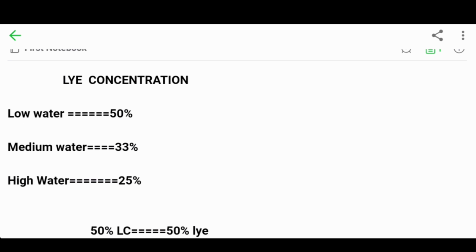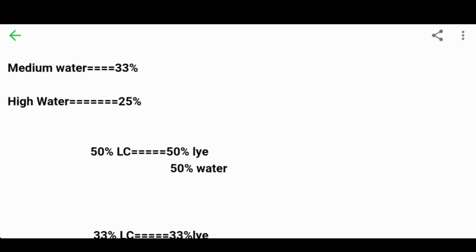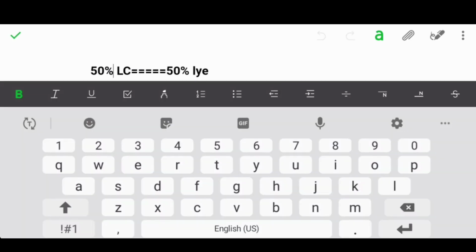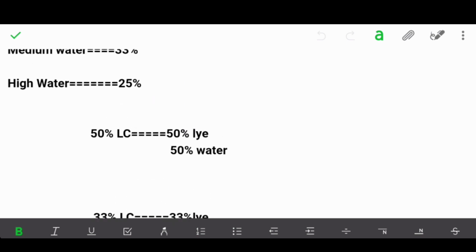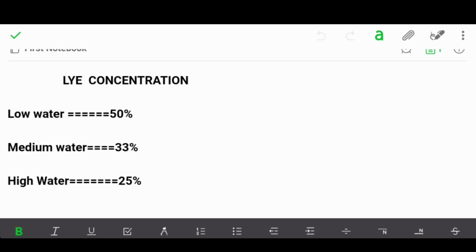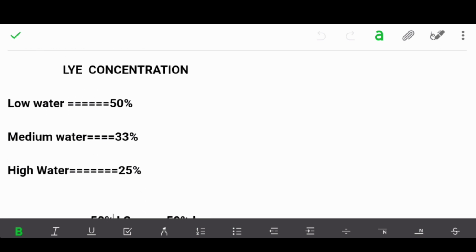Now we have low water lye concentration here, which is at 50%. And over here, you see we are rating 50% of lye concentration to 50% of water. Here, that is low water lye concentration, everything happens super fast. If you're making a cold processed soap, if you're not very fast with your formulation, as in with your mixing, you tend to have a trace very fast.